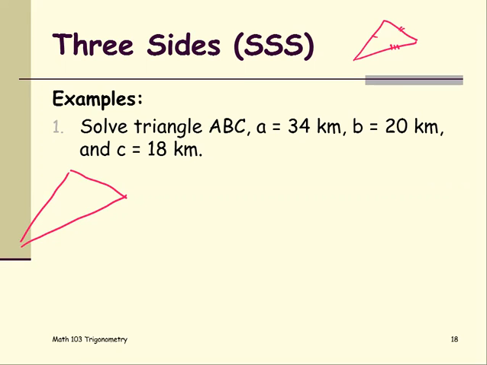We're going to do it as follows. A is the longest one, a is 34, b is 20, and c is 18. And the opposite angles here are C, B, and A. The missing information would be the angles A, B, and C. So we're going to find angle A, angle B, and angle C.